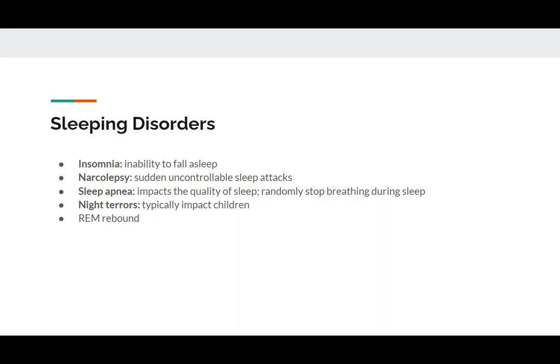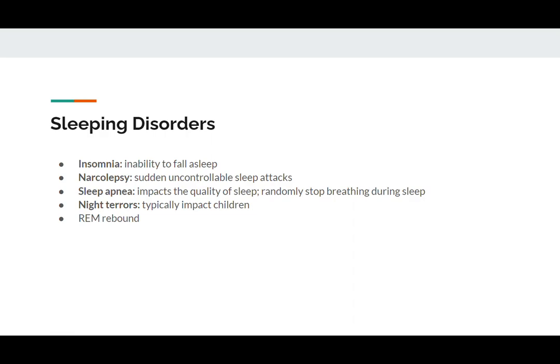While sleep is important to us as humans, sometimes problems can arise in regard to our sleep cycles. Insomnia, the inability to fall or stay asleep, can have detrimental health effects. On the other hand, narcolepsy, sudden uncontrollable sleep attacks, can have harmful effects on our ability to function on a day-to-day basis. Sleep apnea is another disorder that impacts our quality of sleep.